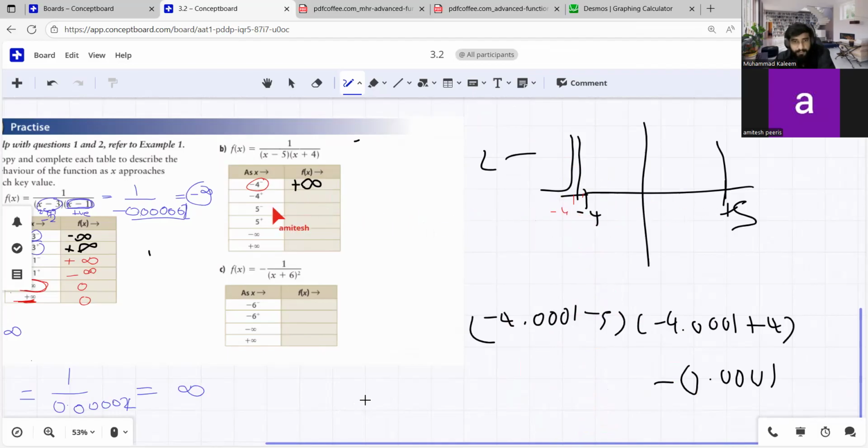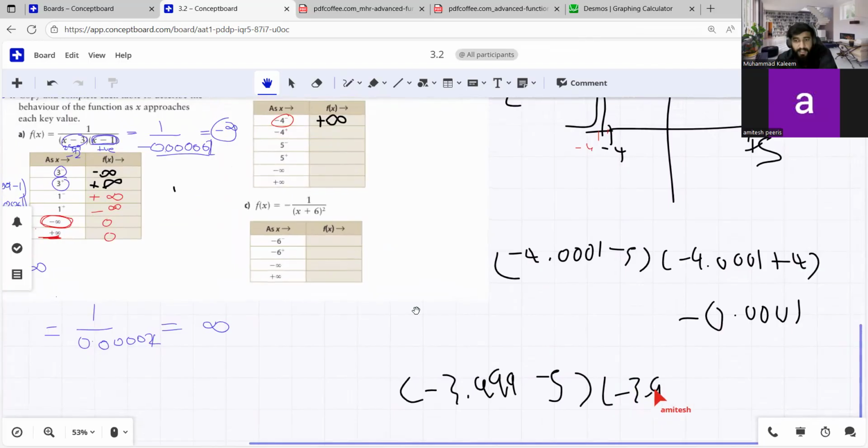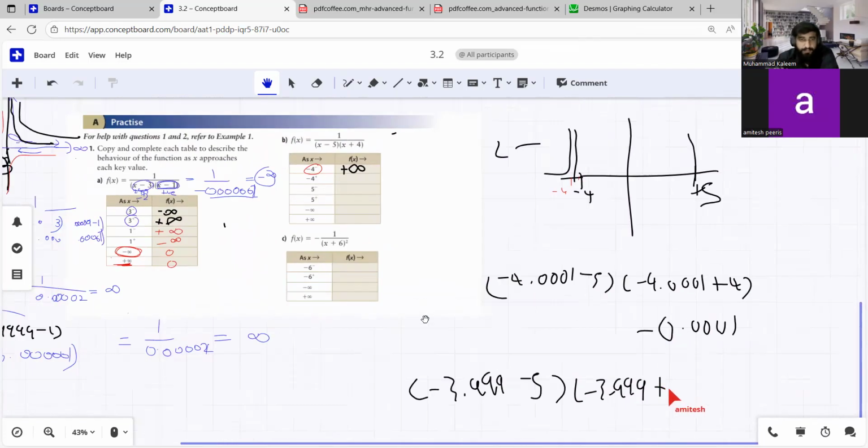And then minus 4 plus, so anything on this side, so 3.9, negative 3.9999. Can we do that? I'm just going to do three decimal places. Sure, it's just for our understanding. And then negative 3.99 minus 5 is what? Negative 8.9999. Yeah, that's true.